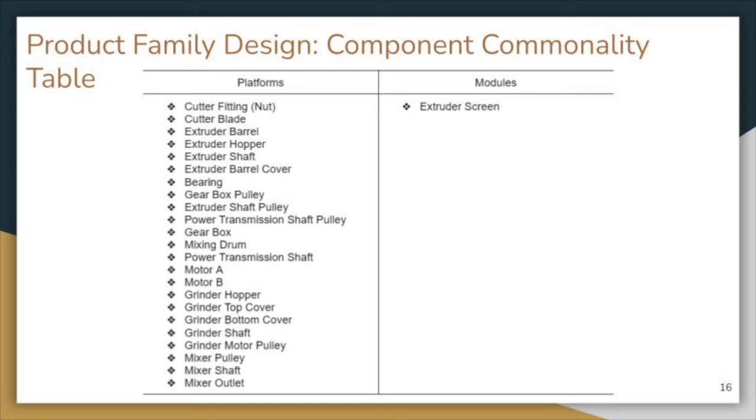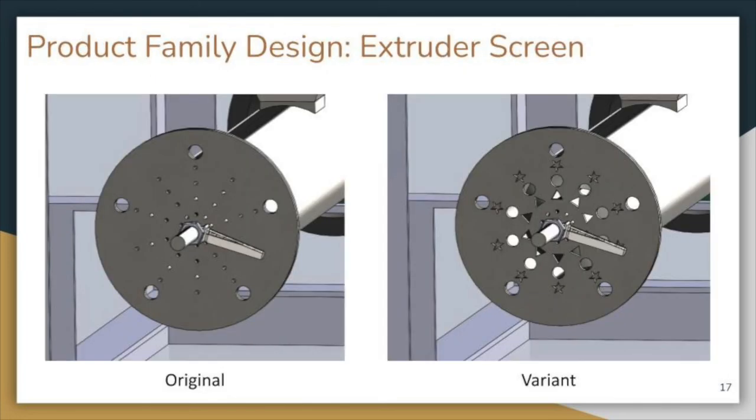And on the right-hand side, we have the extruder screen, which is related to the functional cut food, which is the only variance between the two products. On the left-hand side, we have the original, which is the small holes. And on the right-hand side, we have the variance, which gives a lot of variety to the high-end pet owners or pet cafes that would like the different option.